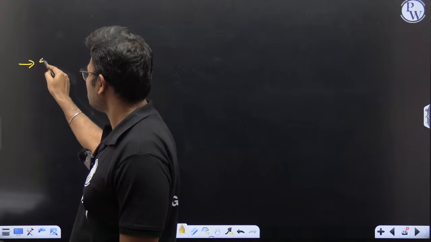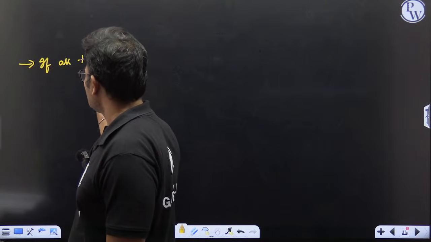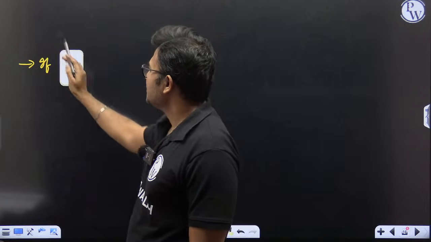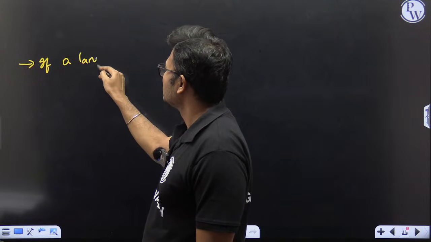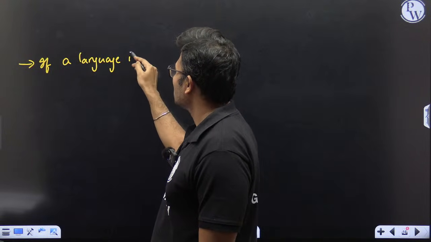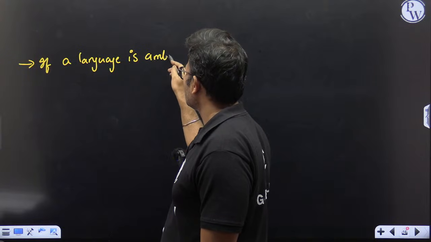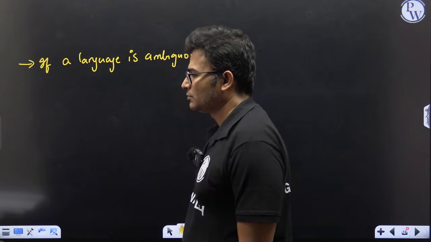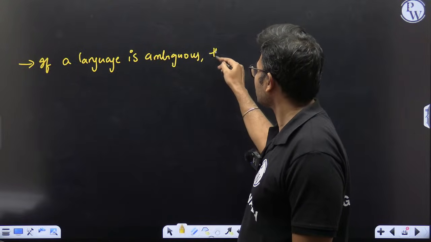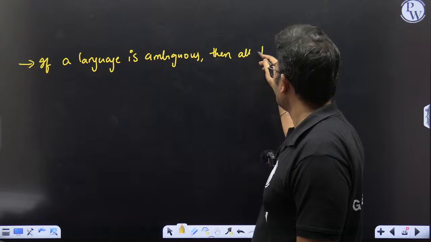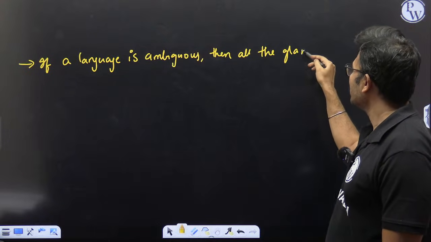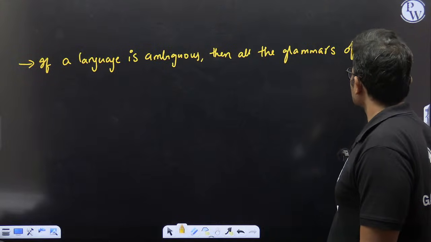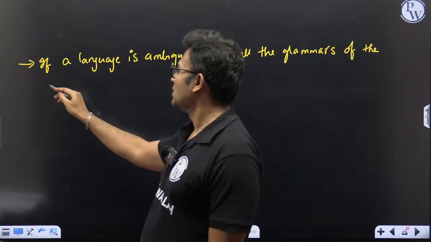Answer this. If a language is ambiguous, then all the grammars of the language are dash.